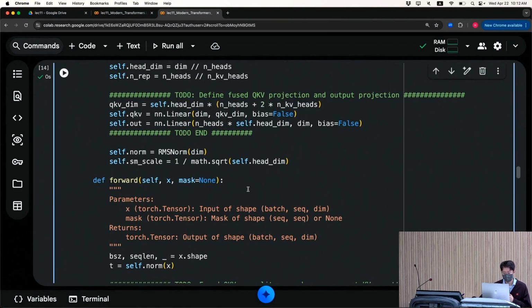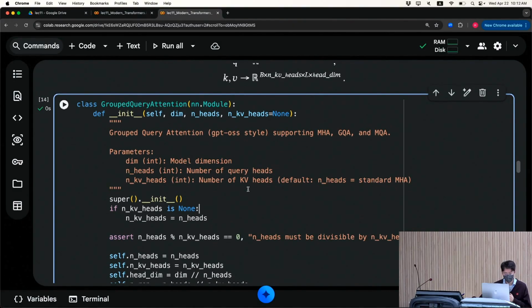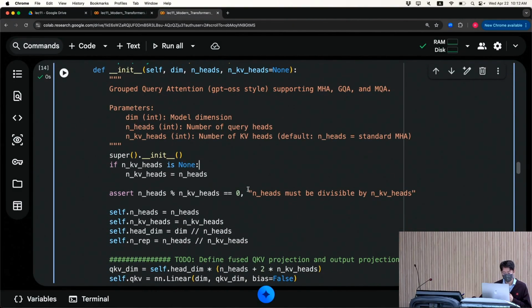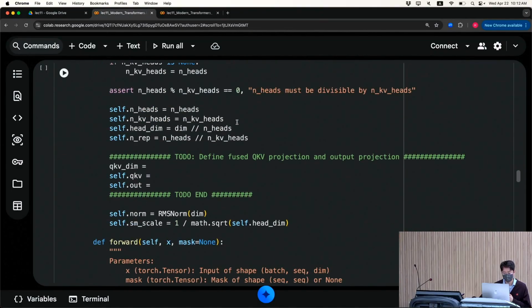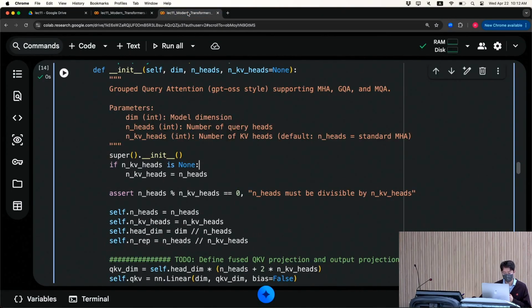Okay, it wasn't very difficult, right? Okay, so what are the to-dos here? QKB dimension out.